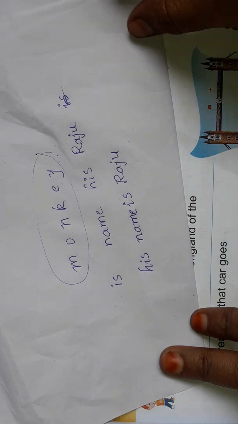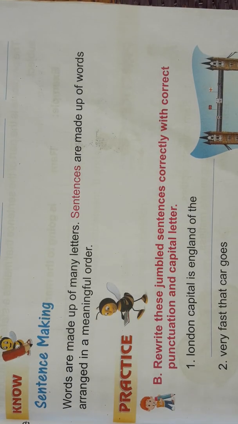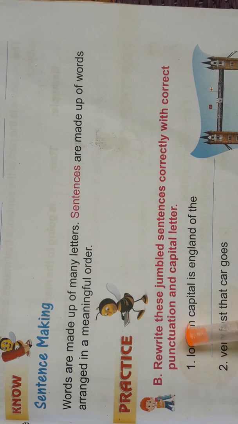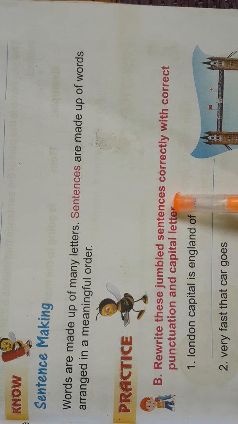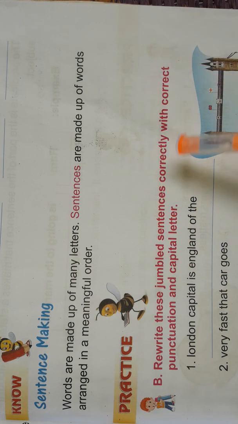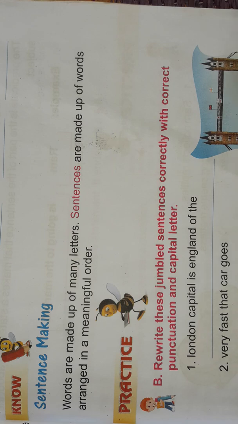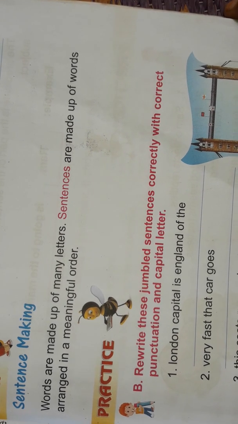Have you understood? Okay, see here. Rewrite these jumbled sentences correctly with correct punctuation and capital letters. We have to write the punctuation also here. Punctuation means full stop, question mark, exclamation mark, like that, and capital letter. Let's try. See how to write.